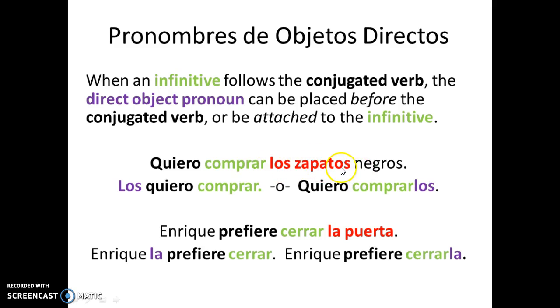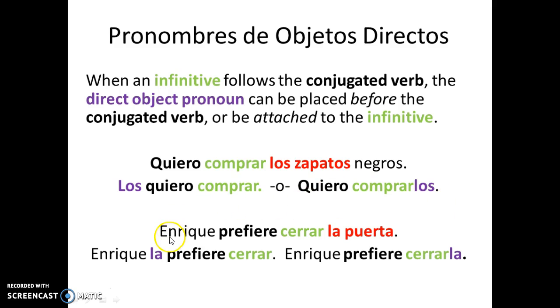Now to replace los zapatos with a pronoun, I would replace it with los. I can put the los before the conjugated verb. Los quiero comprar. I want to buy them. Or I can place the los at the end of the infinitive verb. Quiero comprarlos. Notice how there is not a space between these two. It is not two words, it is now one word. Comprarlos.